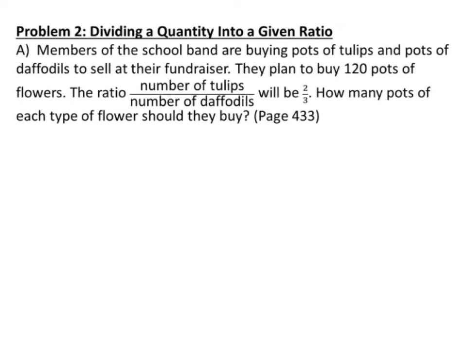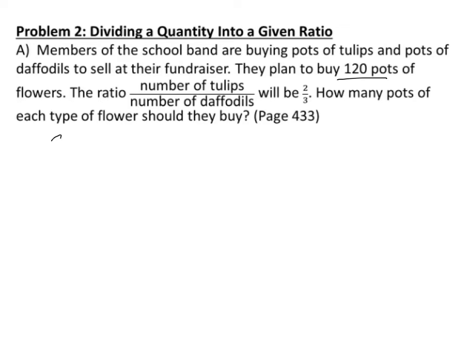Here is our next problem. Members of a school band are buying pots of tulips and daffodils to sell at their fundraiser. They plan to buy 120 pots of flowers, so that's our total number of flowers. The ratio of the number of tulips to the number of daffodils will be 2 to 3. So that means for every 2 tulips, there will be 3 daffodils. How many pots of each type of flower should they buy?